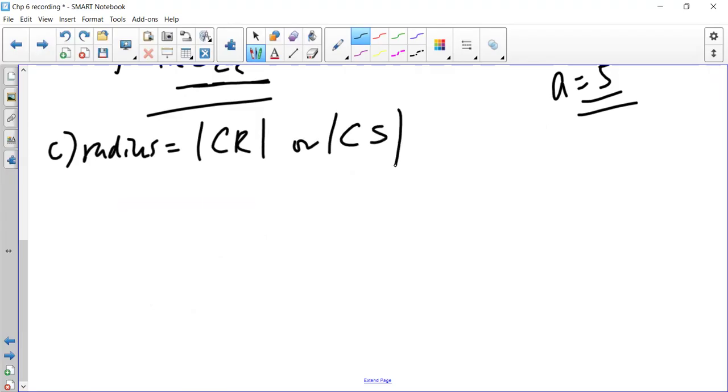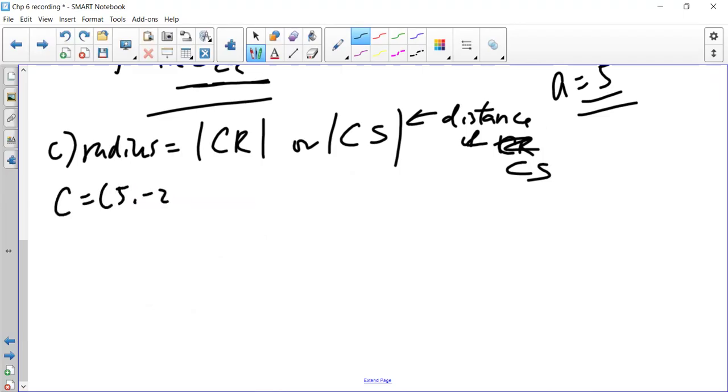Remember, 2 straight bars means the distance. So the straight bars mean the distance of CR. I mean, this one's CS, sorry. That's the distance. 2 bars means the distance. Okay, so let's use CR. C is 5, minus 2. R is, what's R again? R is 2, 3. I like to use smaller numbers to deal with.